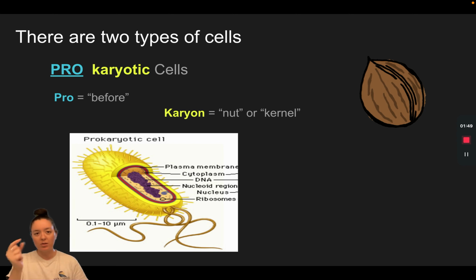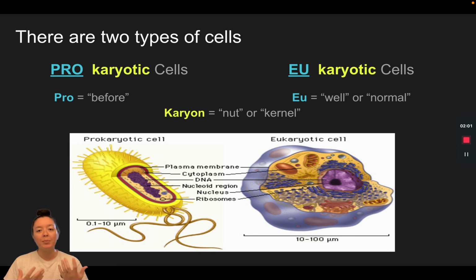And for eukaryotic cells, that prefix eu means well or normal, because most of the cells we're familiar with are eukaryotic cells, so they're normal, so to speak, to us. And again, we see that ending karyotic or karyon, meaning nut or kernel.